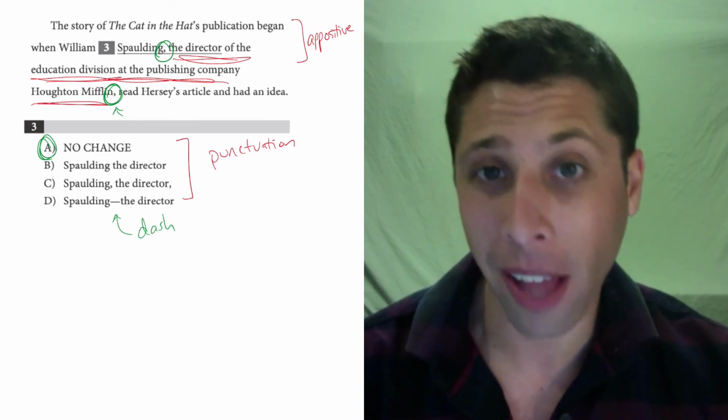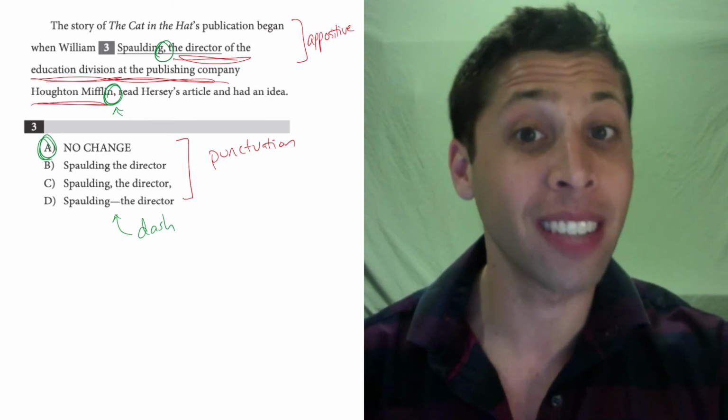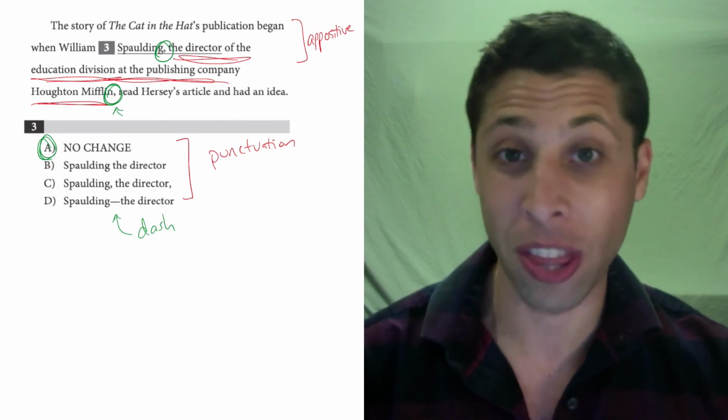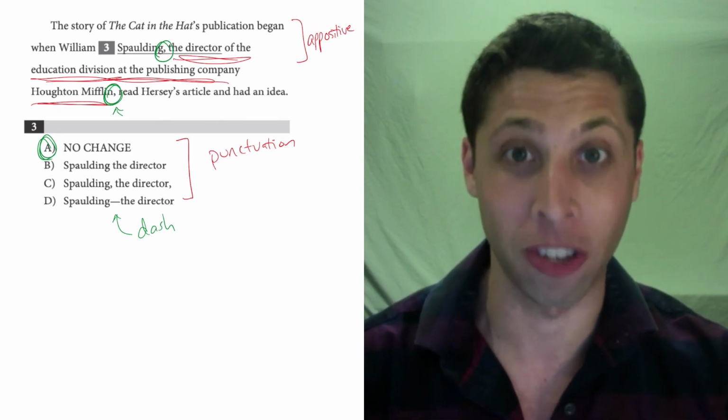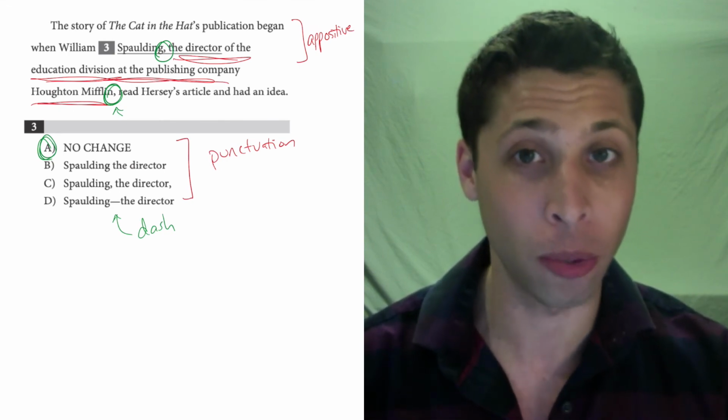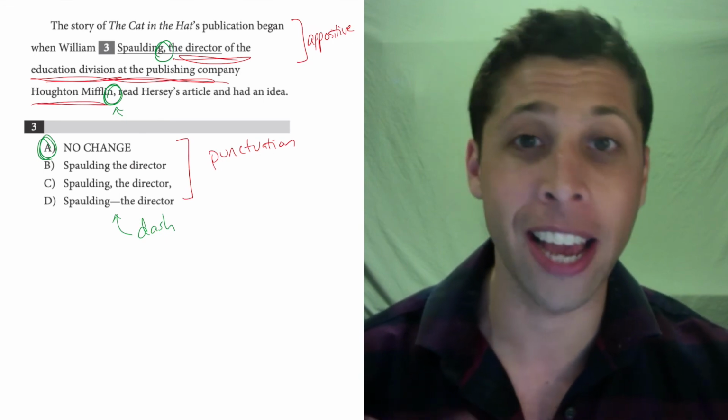This rule comes up a lot. Get used to thinking about sentence structure when you can tell that they're testing punctuation. The structure is almost always what determines whether we use commas, dashes, or nothing at all.